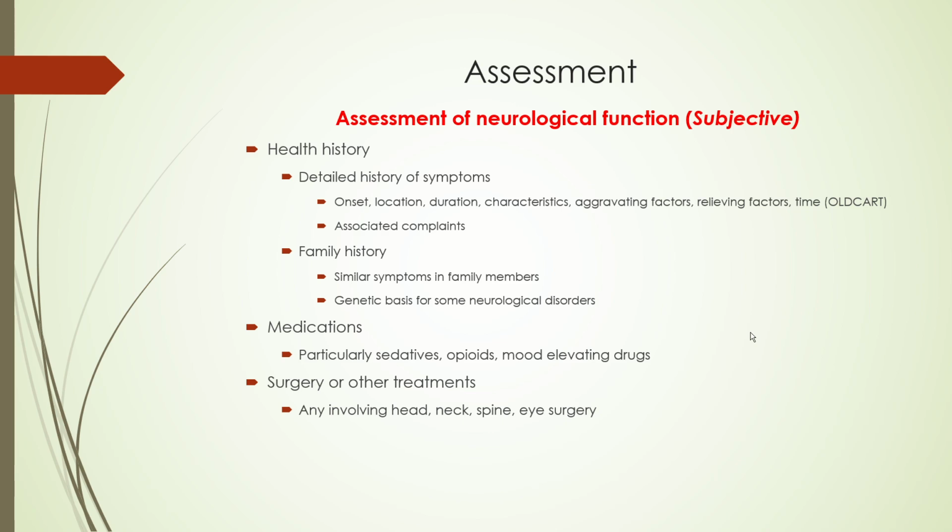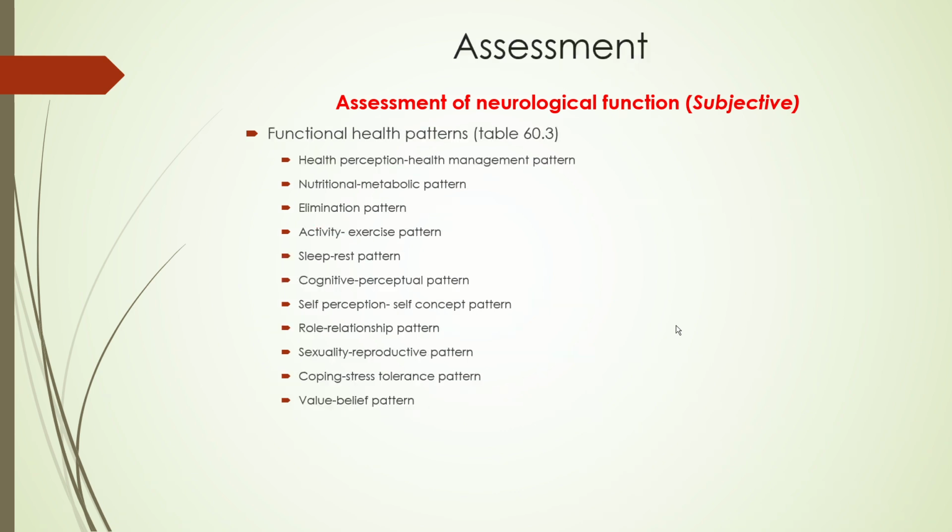There are genetic neuro abnormalities, so we would definitely want to know that. As with every assessment, we need to know what kind of medications you are taking. Now, we need to know every medication that the patient's taking, but definitely with neurological abnormalities, it's really important to know, are you taking any sedatives, opioids, mood-elevating drugs, right? Those are all really important pieces of information when we're trying to assess for a neuro abnormality. Have you had any surgery or any other treatment? Particularly anything involving the head, neck, spine, eye surgery, anything in that general area of the neuro system. But we definitely want to know if the patient has had anything at all in the past.